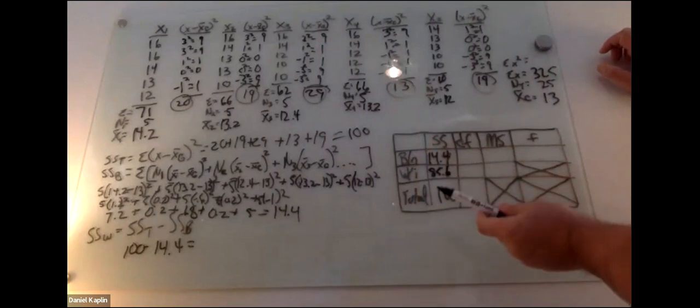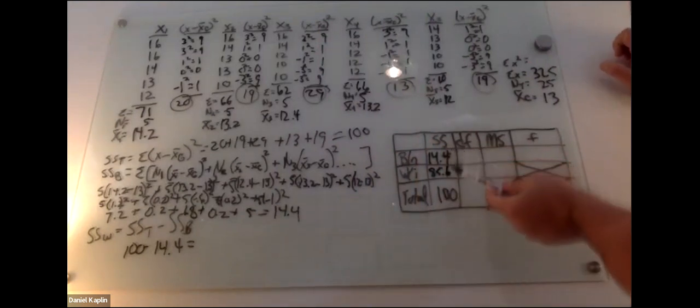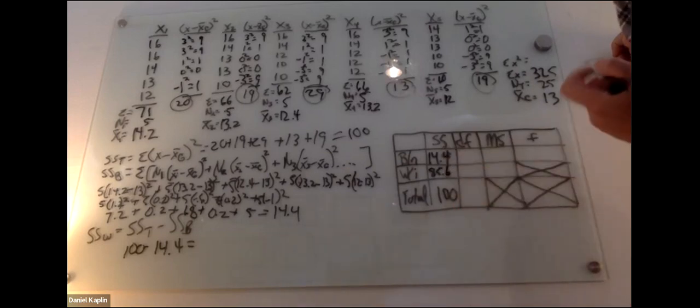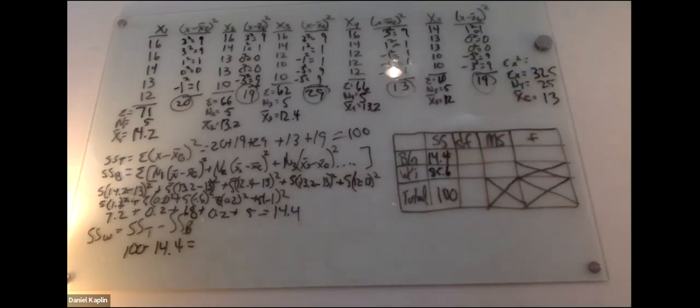Now, I said the sum of squares total should equal the sum of squares between groups plus the sum of squares within groups. So does 14.4 plus 85.6 equal 100? Yes, it does. So now let's move to our degrees of freedom.